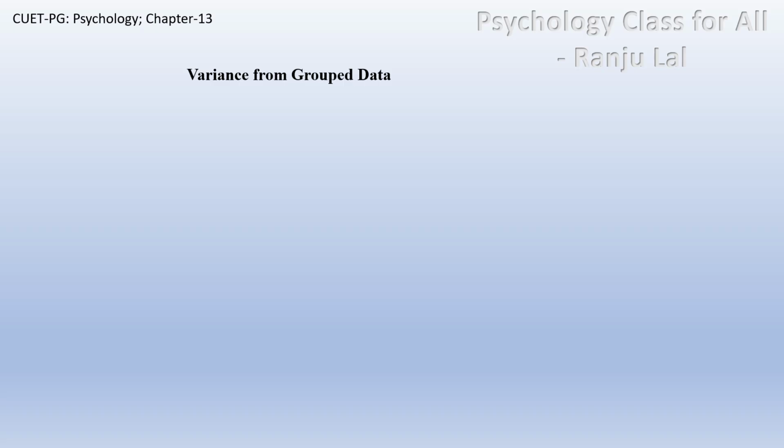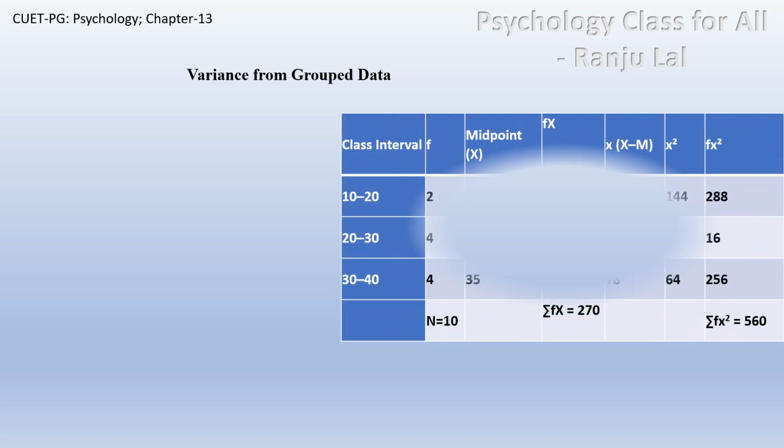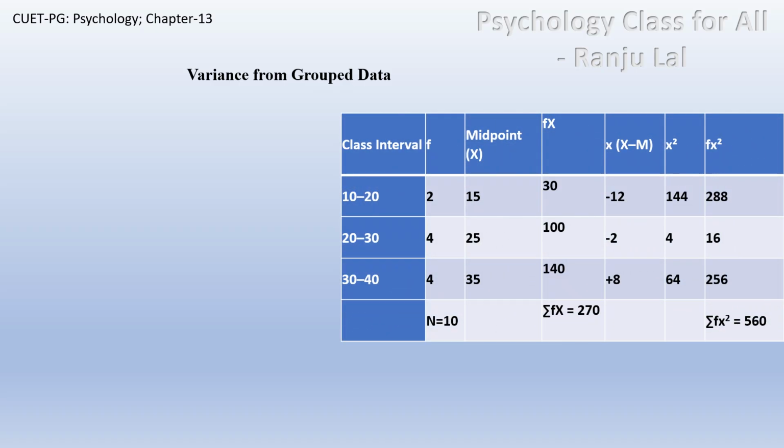Now variance calculation from grouped data. This is the example table of all the calculations. First column is the class interval, the second column is for frequency, and the third column is the midpoint of the class intervals. Now the first step would be finding the mean. The formula for mean calculation is summation fx divided by n. So now the mean is 27.